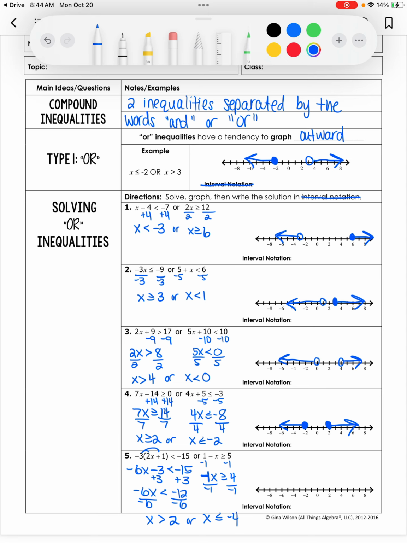So on my number line, I would graph both of these endpoints. Greater than 2 would be an open circle at 2. Answers would be to the right. Less than or equal to negative 4 would be a closed circle at negative 4. Answers are to the left.